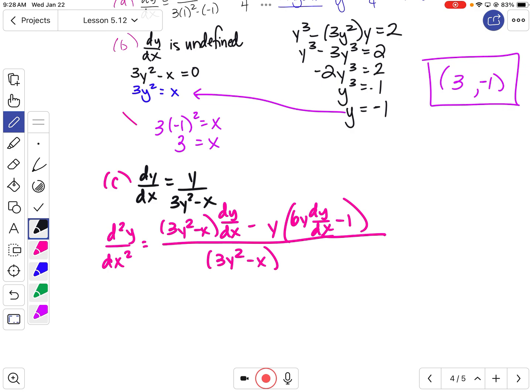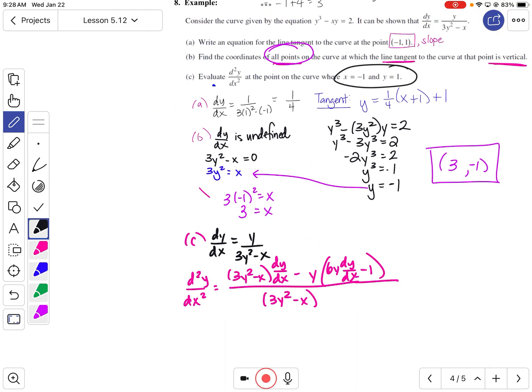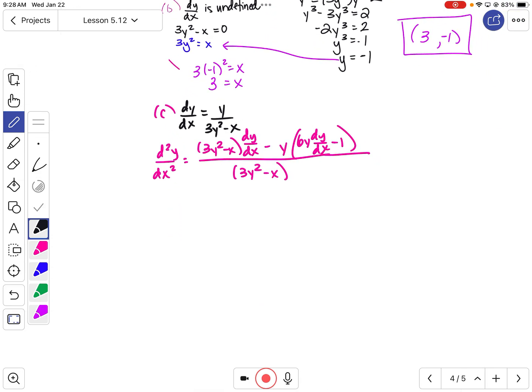Now, here's the beautiful thing. They're not asking me for an algebraic representation of that derivative. They're asking me for the second derivative evaluated at this point. Do not simplify, plug in. You're going to save yourself a lot of heartache and an algebra mistake. So as long as you do that derivative correctly, we can stop right there. So how would that work?